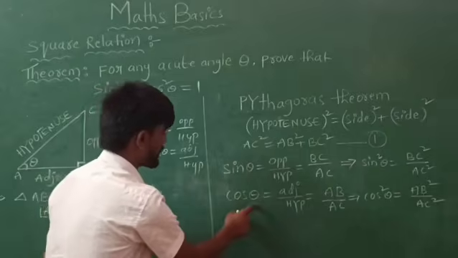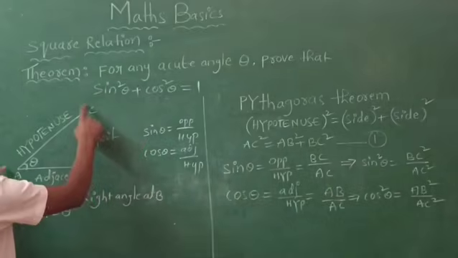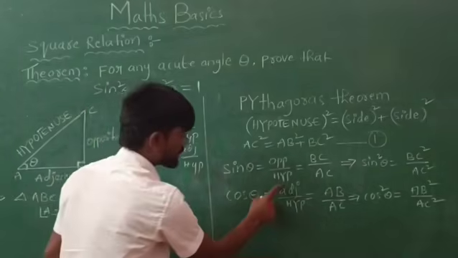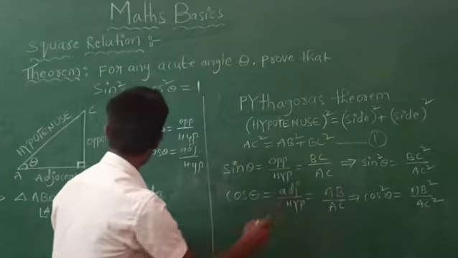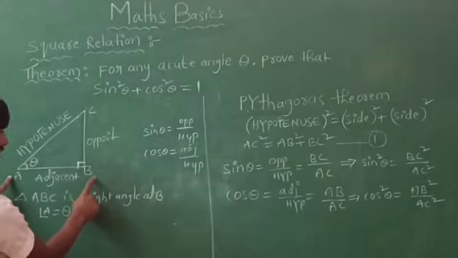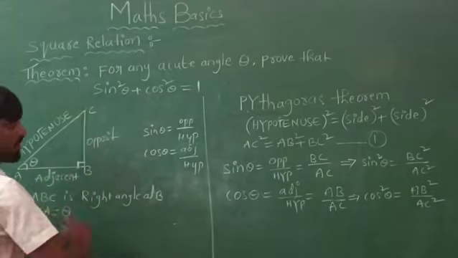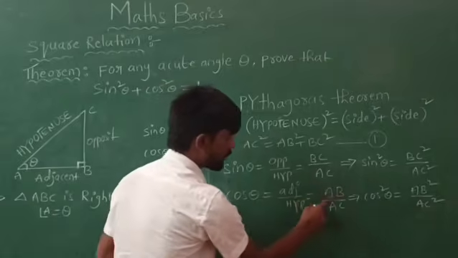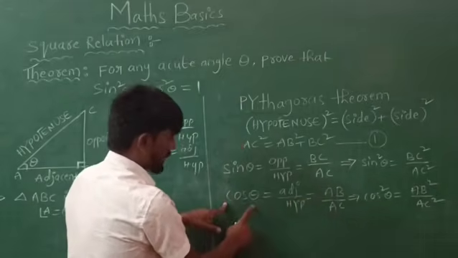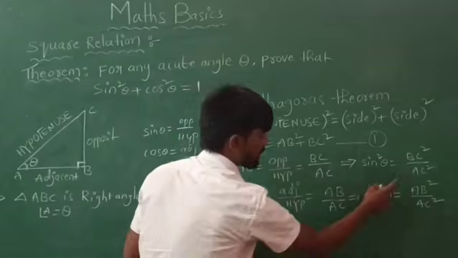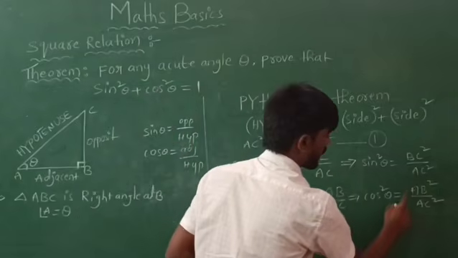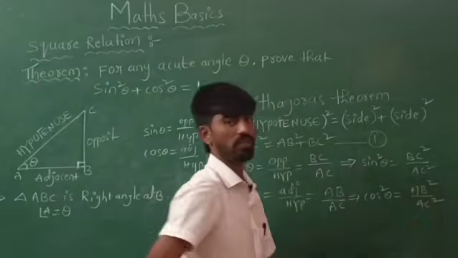Similarly, cos θ is equal to adjacent by hypotenuse. The adjacent side is AB and the hypotenuse is AC, so cos θ is AB by AC. Applying the square, cos²θ is equal to AB square by AC square.